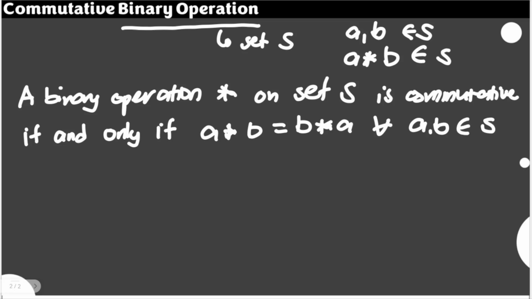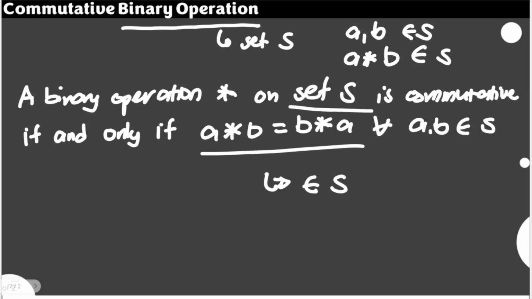That would mean, regardless of which element is written first or considered first in our star operation, the result is still the same. And then again, the result is still an element of S. Okay, so this is when we can say that a binary operation is commutative. Not necessarily all binary operations are commutative. It depends on how it is defined, and definitely it depends on the certain set.